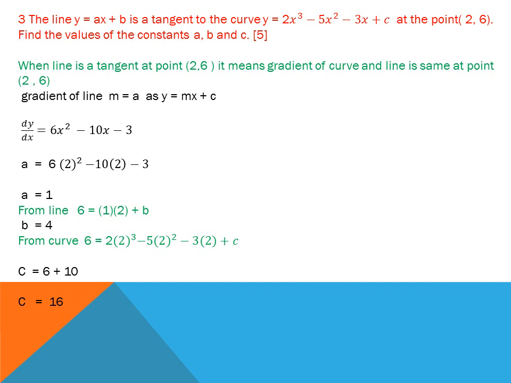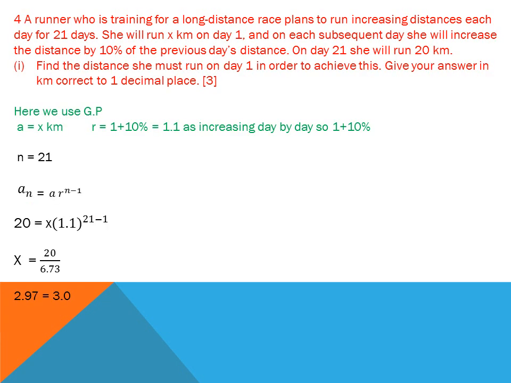y is equal to ax plus b. I put the point y 6 and x 2 and the value of a, which I get 1, and I will find the value p is equal to 4. From the curve, I apply the value of x 2 and y 6, and I will find the c is equal to 16. In the next question, it is related to the AP GP, arithmetic progression and geometric progression.